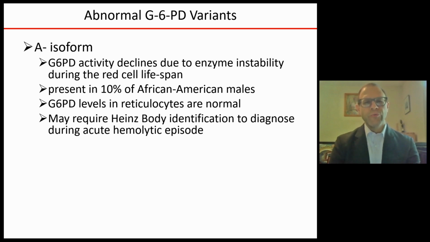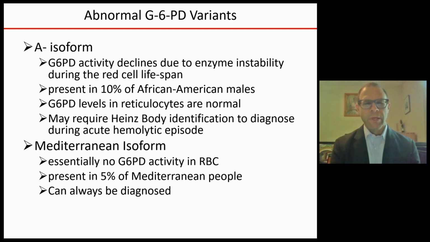Well, there are two main subtypes of G6PD deficiency. The A negative isoform, which is commonly seen in people with African ancestry, tends to be more mild than the other isoform, the Mediterranean type, which tends to be more severe.